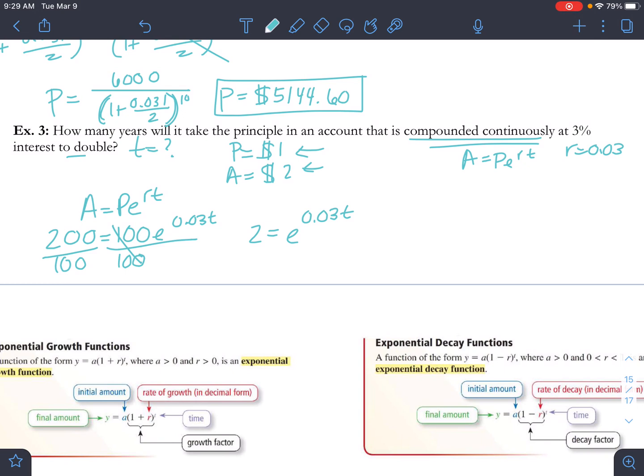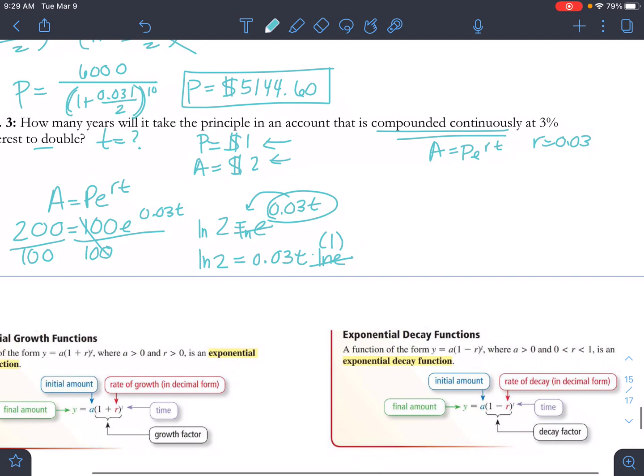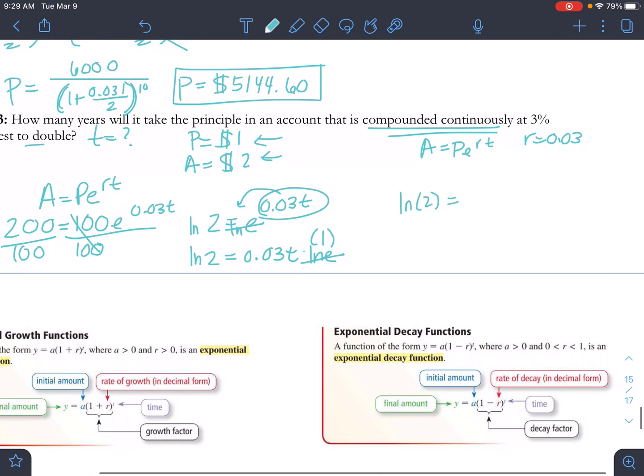All right, how do we solve for something in the exponent? We're going to be using our friend logs. You can use regular common log, or you can use natural log. Since we have e involved, I highly recommend using natural log. So we get natural log of 2. Remember, the exponent comes down to the front, so 0.03 times t, and then times natural log of e, which just cancels, right? Natural log of e is 1. So right now we have natural log of 2 is equal to 0.03 times t. Just divide by 0.03 on both sides.